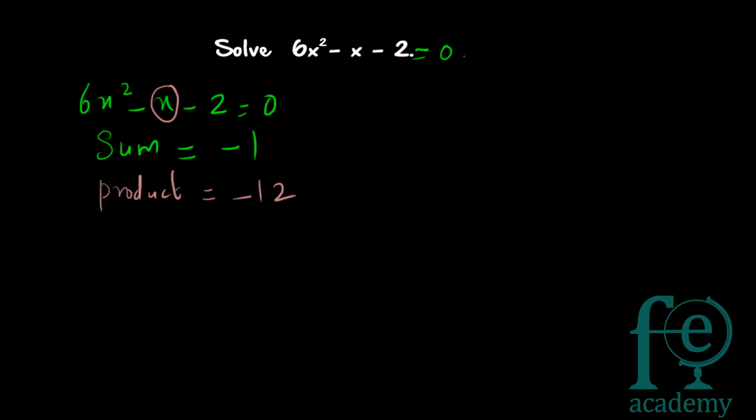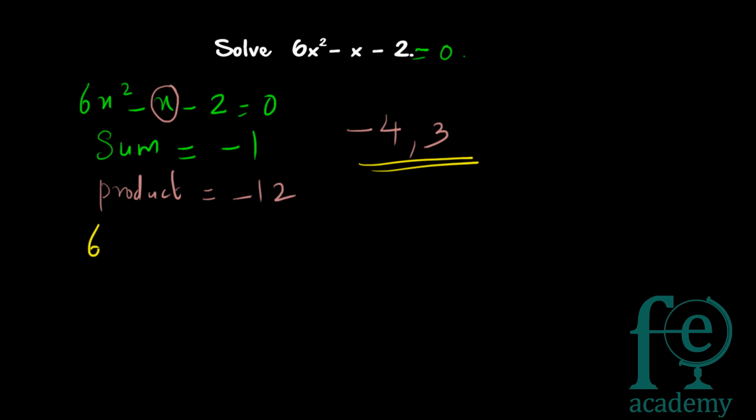So minus 12 should come as the product and sum should be minus 1. So 12 should come as the product means you can remember 4 and 3. So 4 and 3 means if minus 4 and 3 you are considering means their sum is equal to minus 1 and their product is equal to minus 12. Minus 4 plus 3 is equal to minus 1 and minus 4 into 3 is equal to minus 12. So you got your two numbers.